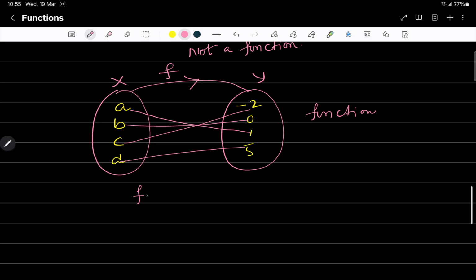How to write? Like this. F is equal to, always function we have to write in set builder form. A is having relation with 1. So A and 1 is one pair. B having relation with 0. So B and 0 is one pair. C with -2 and D with 5. This is one function. Okay, hope you understand.